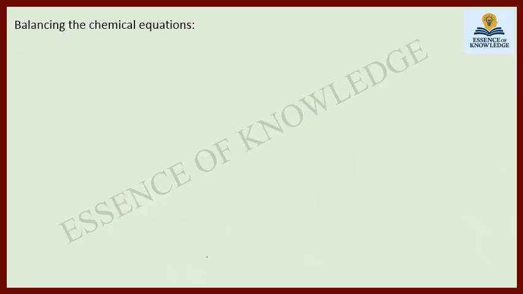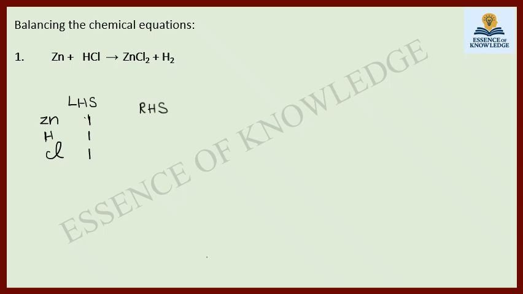Let's see another example for balancing chemical equations. First one: zinc plus hydrogen chloride gives zinc chloride plus hydrogen. On the left hand side and right hand side, we have three different elements present here: zinc, hydrogen and chlorine. On the left hand side, zinc, hydrogen and chlorine each have only one atom, and on the right hand side, zinc has one atom, hydrogen has two atoms and chlorine has two atoms.